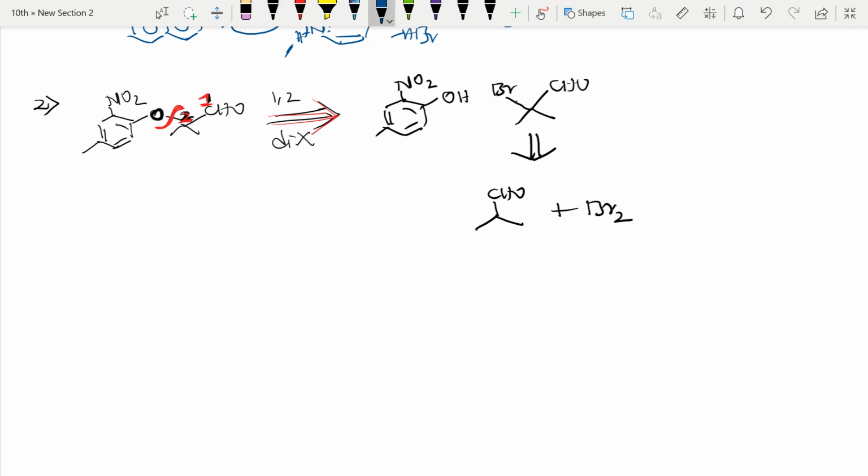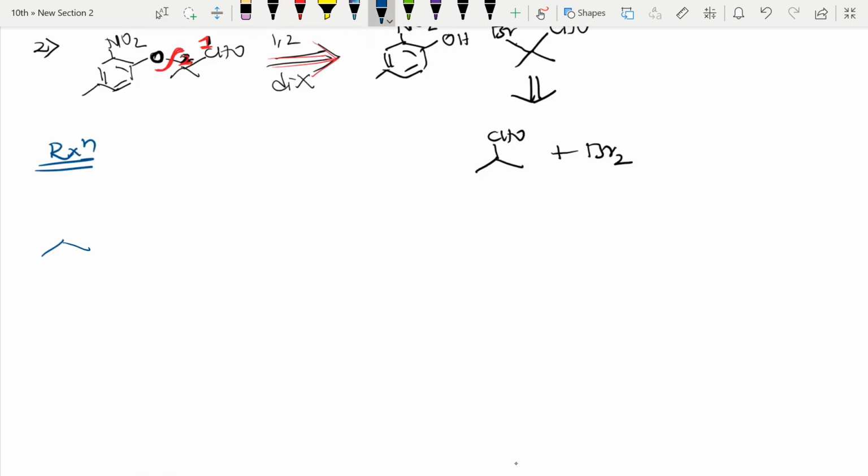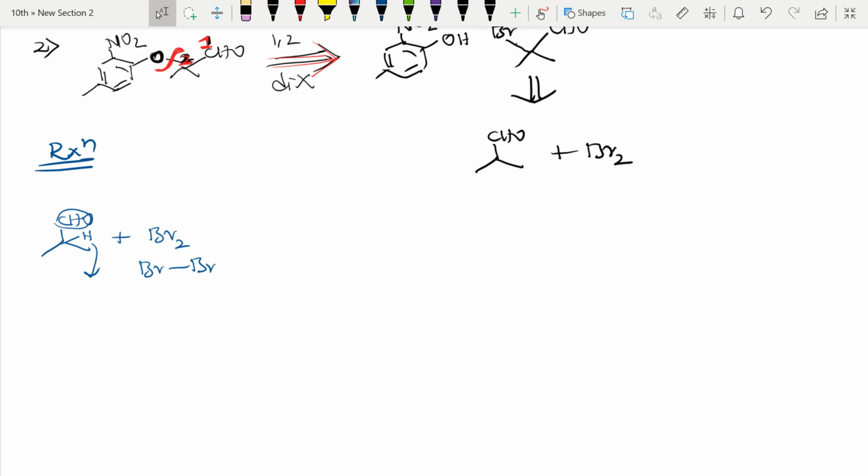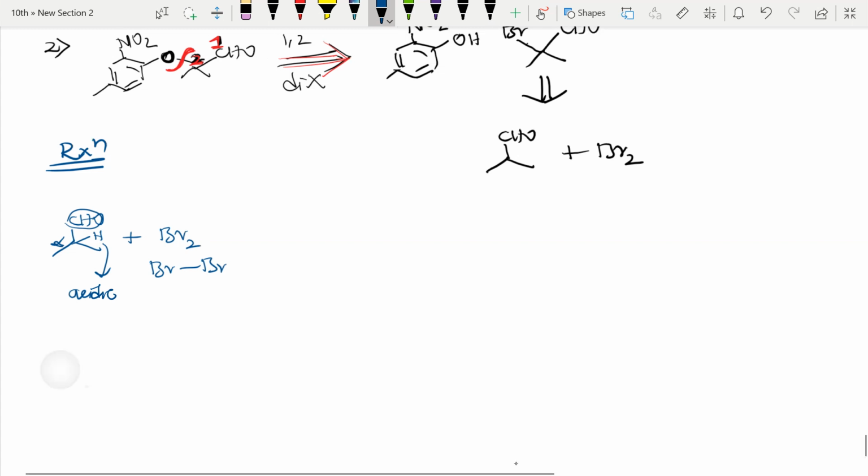See here, let me write that reaction. First the last one which is cleaved should be taken, first one, CHO. To this I am adding bromine. Bromine means I can show Br and Br. So this carbon will be an acidic carbon, because it is alpha. This is the functional group CHO, so this carbon is alpha. These protons will be acidic. So this proton is acidic, H plus can leave, and this carbon gets negative charge.